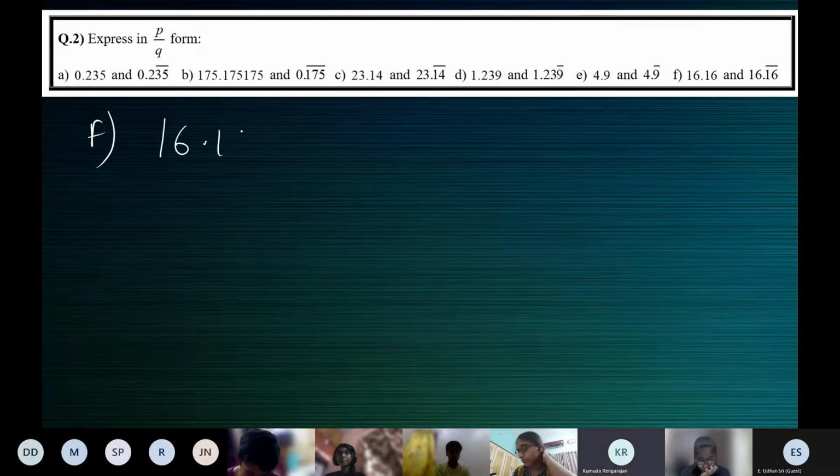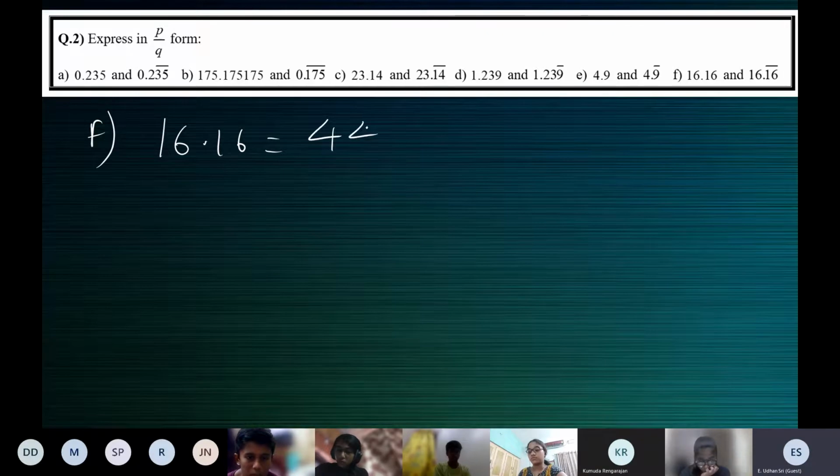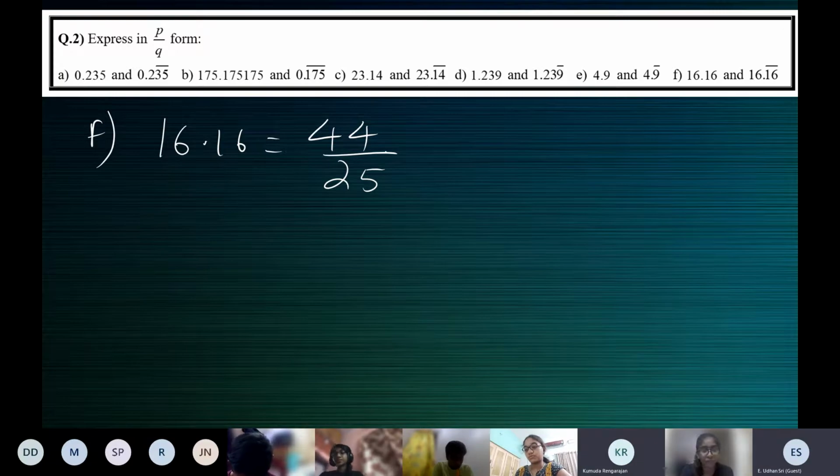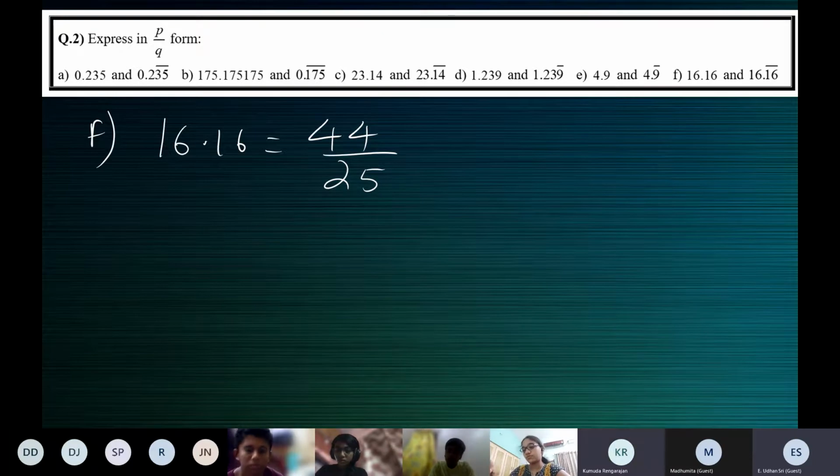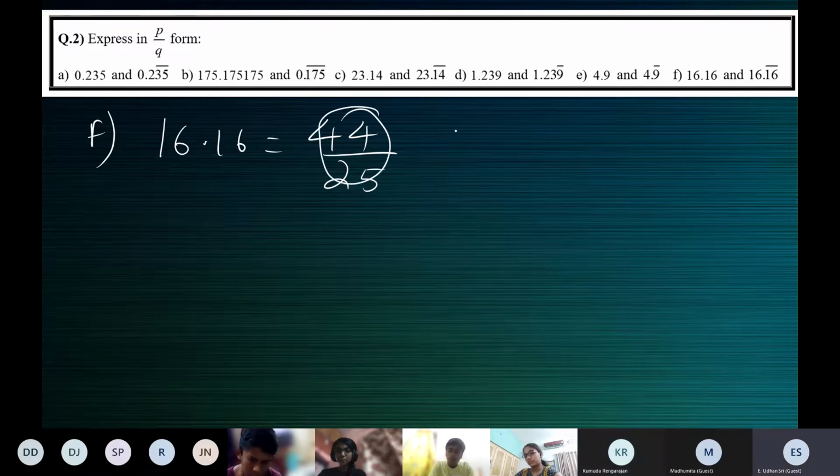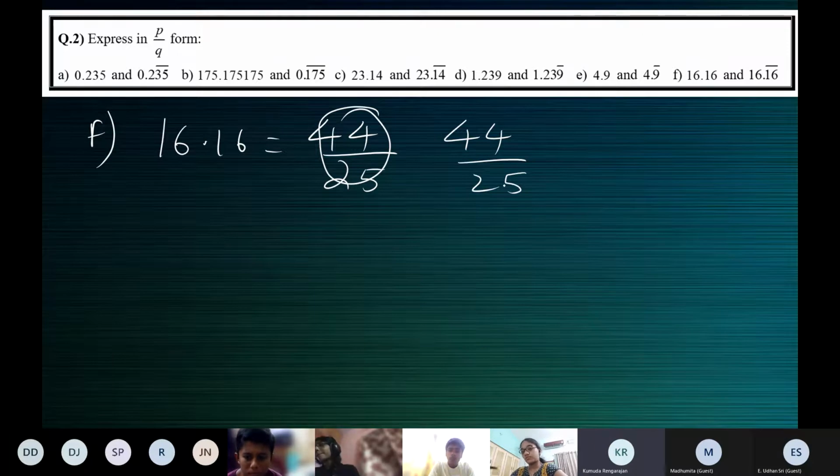Yeah, and what is 16.16? What's the P by Q form? 44 by 25. Is it? This answer is from? Ma'am, Udanshri. Did you check, Udanshri? Yes, ma'am, I have checked. Try now. What is 44 by 25? Is this what you said? Yes, ma'am. Divide, use the calculator and check what 44 by 25 is.